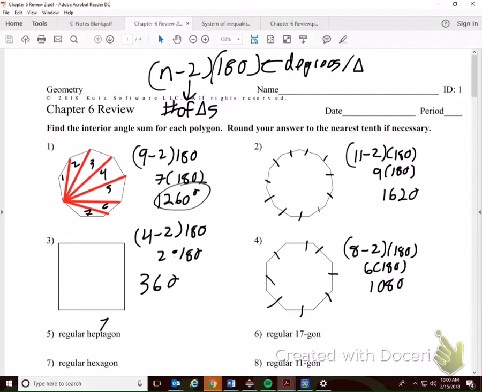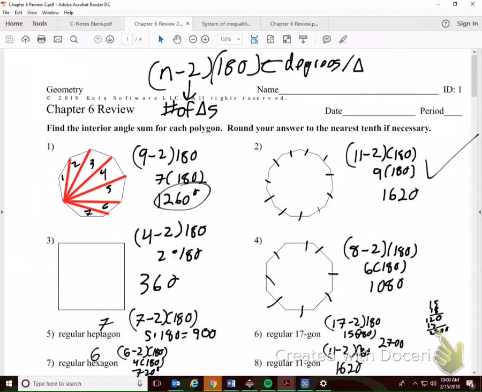And as we went over, there's no shape called a Bakugan. Okay. So those are the answers for 5, 6, 7, 8. That gives us 900, 720, 2700, and 1620.